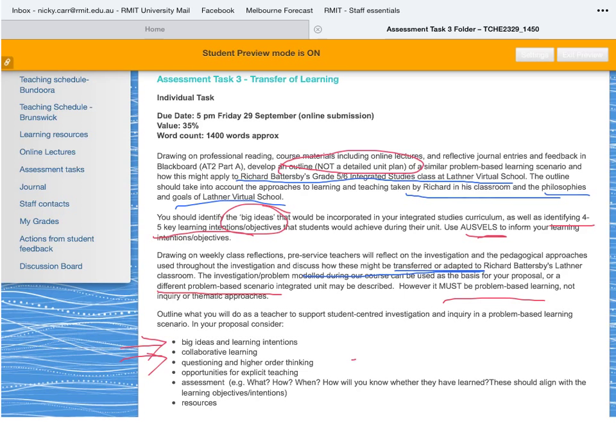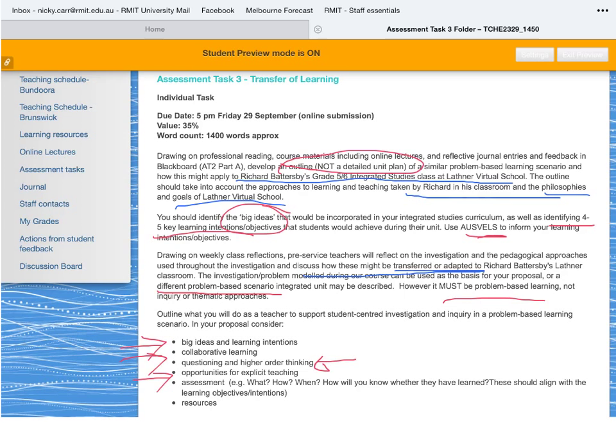What role will questioning and higher order thinking play in your particular unit? What strategies will you put in place to foster questioning and higher order thinking by the students? What opportunities will you identify for things that you might need to teach explicitly?